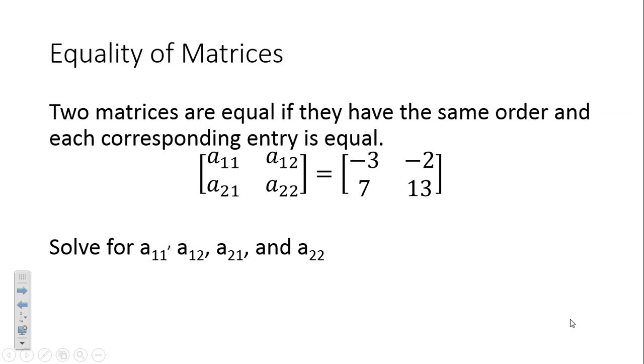So for these two matrices to be equal, their corresponding elements have to be equal as well. So A11, the first row, first column element, has to be equal to the first row, first column element in the second matrix. A11's value will be -3. A12's value will be -2. A21's value will be 7, and A22's value will be 13. Okay?